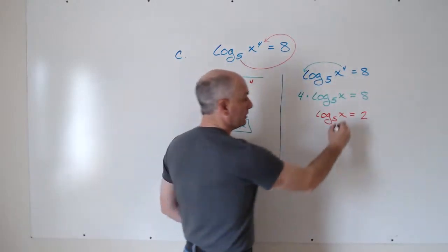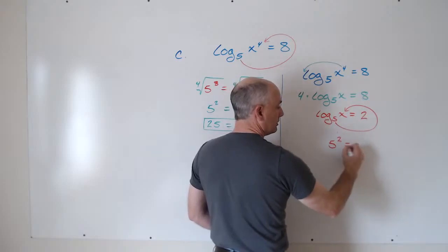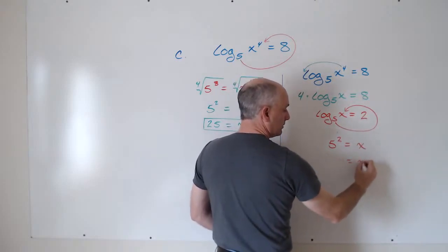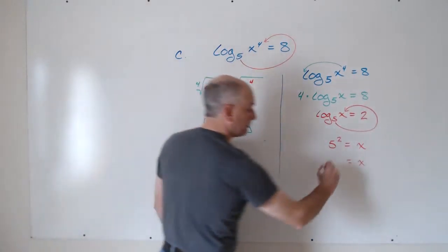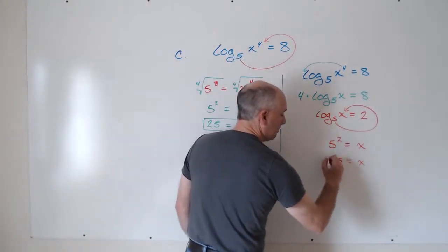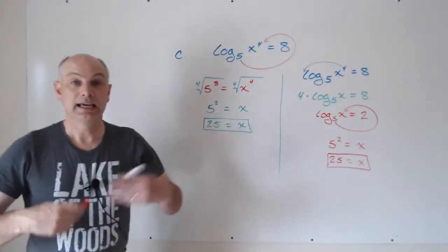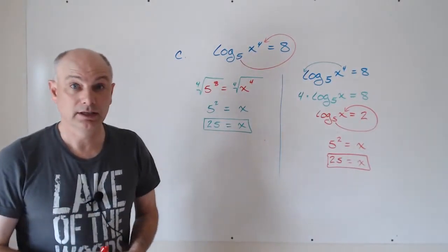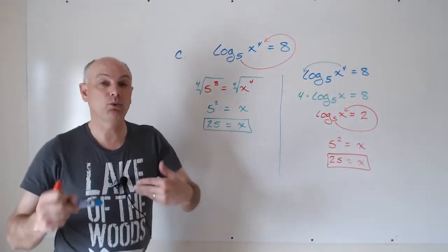Now convert. 5 squared is equal to x. And notice you do end up getting the same thing. So you do have the power property that can come into play on some problems here as well. It's an alternative piece to it. So again, in something like this, it really comes down to what you're comfortable with.